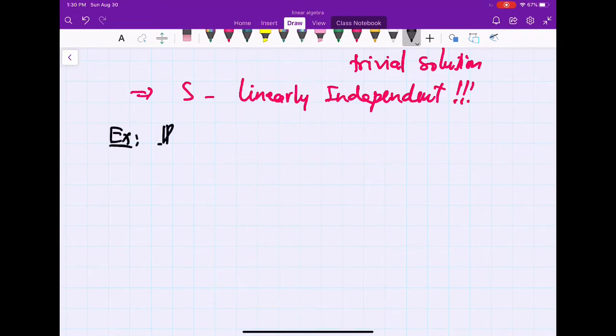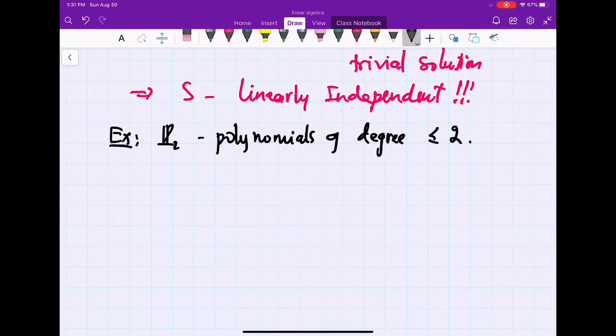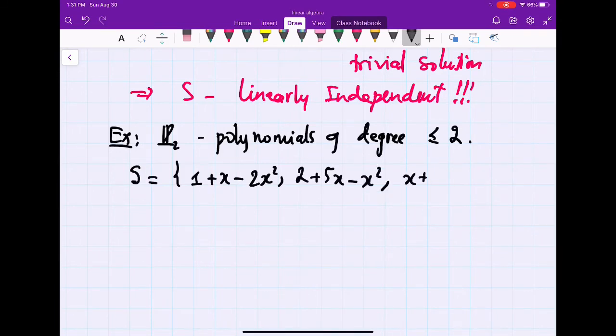So now let's talk about P2, right? The vector space of all polynomials of degree less than or equal to 2. Okay, so I have the following S. It is 3 vectors: 1 plus x minus 2x squared, and 2 plus 5x minus x squared, and x plus x squared. So we have 3 polynomials, but this is a vector space, so I look at these polynomials as vectors.